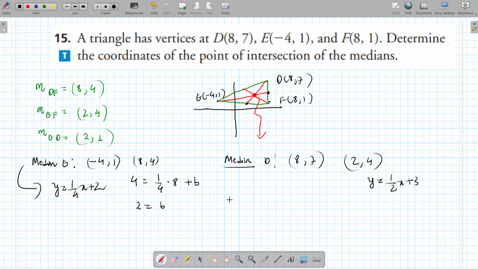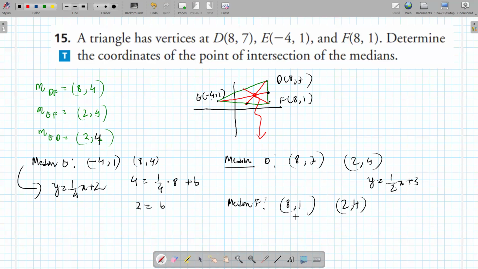And then the last one, median from F, our point is 8, 1, and the midpoint between E and D is 2, 1. Wait, what? It should be E and D. It should be 2, 4. Let me just double check. Negative 4 plus 8 divided by 2 is 2. 1 plus 7 divided by 2 is 4. Yeah, it should be 2, 4.